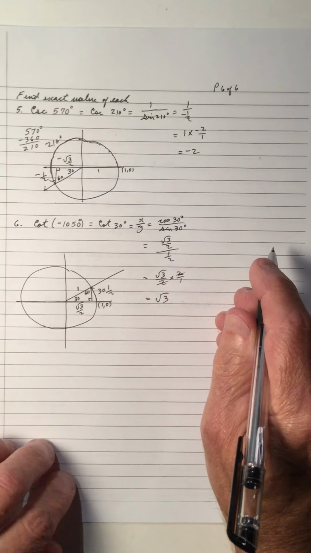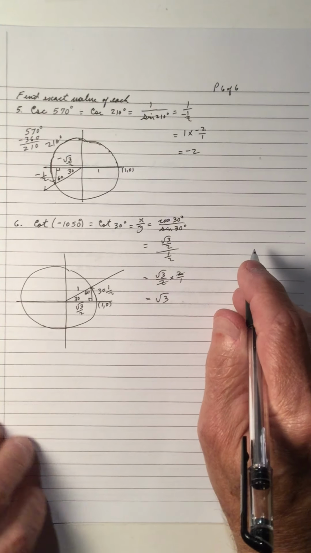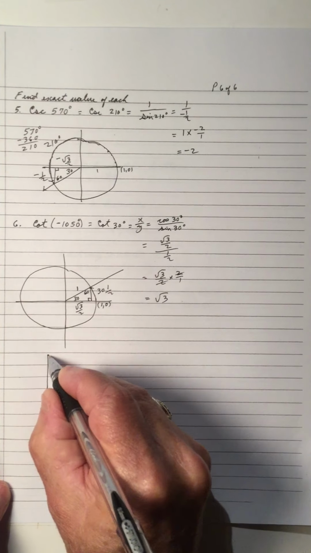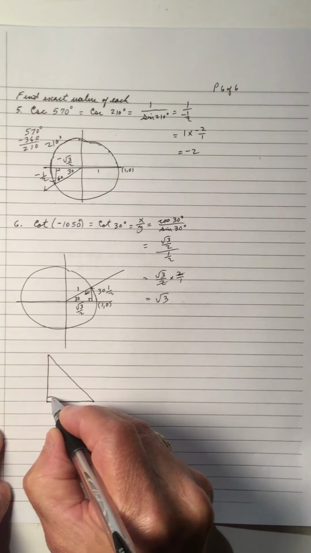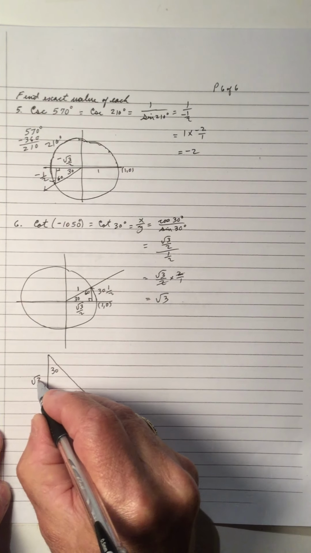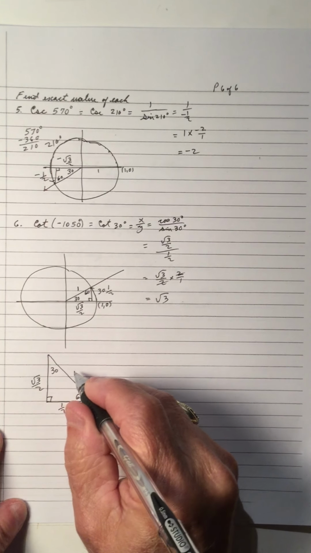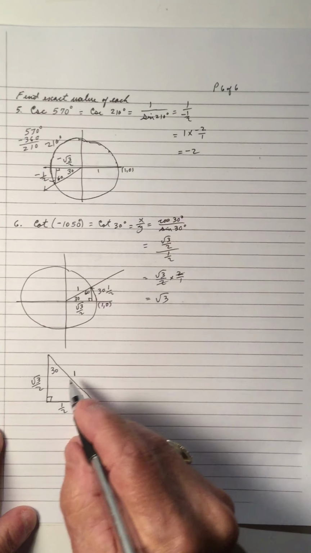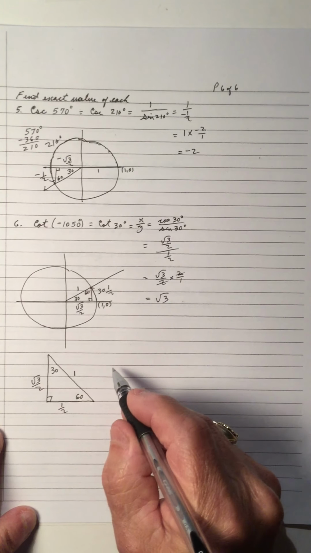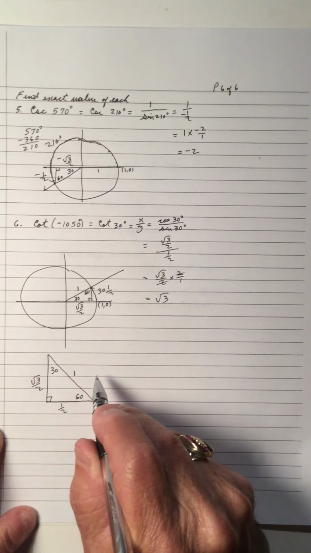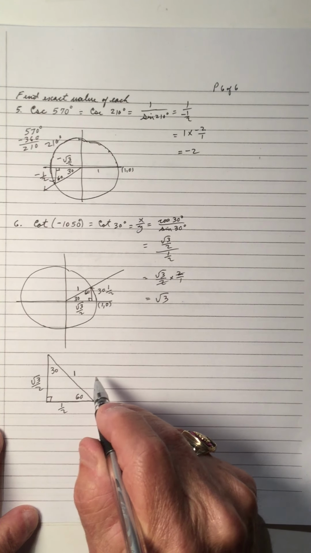Notice the exact value. And again, just to remind everybody, it makes no difference where I put the 60 or the 30. Opposite 30 is a half. Opposite 60 is root 3 over 2. And the radius of the circle or hypotenuse is 1. And don't forget, when you do your rotation, you have to get the reference angle, and you also have to know if the x is plus or minus and the y is plus or minus in the quadrant.